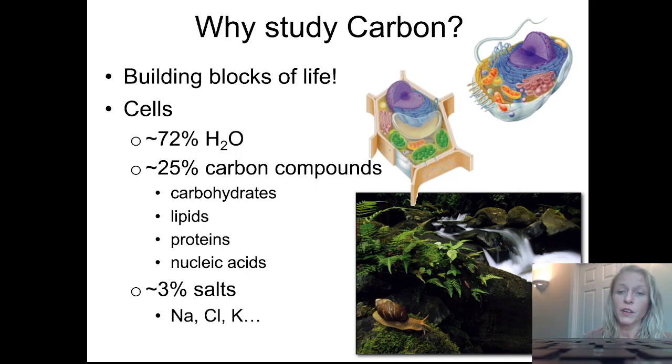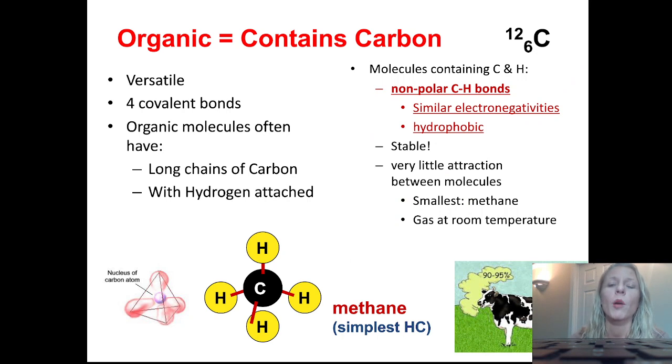Carbon is a very important atom, an element. It is the main building block of life. Our cells are 72% water and 25% carbon compounds, so carbon is important. Carbon is versatile. It can make four covalent bonds. Many molecules have nonpolar carbon-hydrogen bonds, and this is because they have similar electronegativities. And they're very stable.